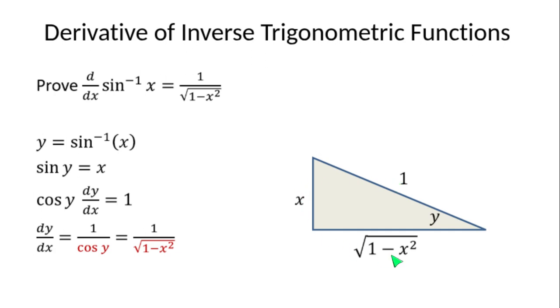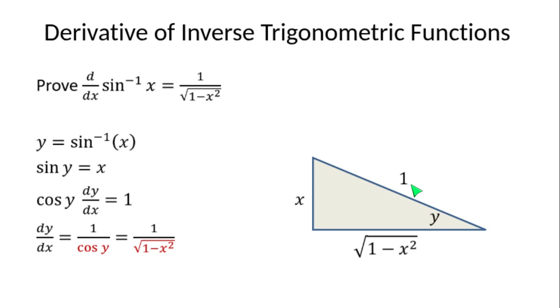x squared plus what squared equals 1 squared? And the answer is this: square root of quantity 1 minus x squared. So, if this is true when sine of y is x over 1, what then is cosine of y? Well, let's find out. Cosine of y is adjacent over hypotenuse: square root of quantity 1 minus x squared over 1.